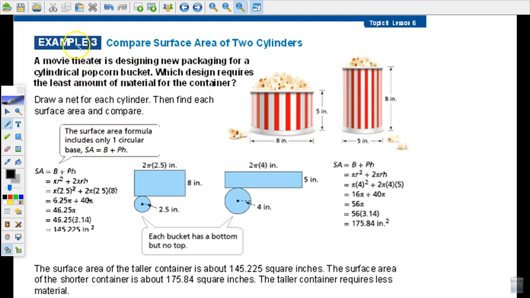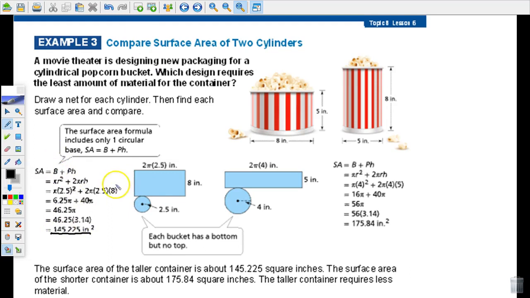So now, example 3, compare surface area of two cylinders. A movie theater is designing new packaging for a cylindrical popcorn bucket. Which design requires the least amount of material for the container? So they're showing you right now that obviously you have one circle of the container down here, and then the top is open so the popcorn can come in. So that is why there's no 2B here, okay? You only need the area of one of the circles. So it's the same thing.